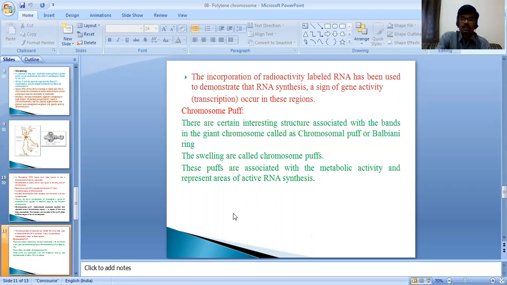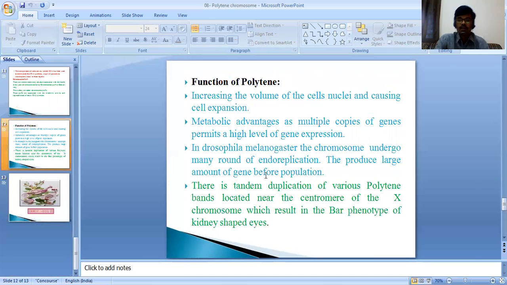There are certain interesting structures associated with the bands in the giant chromosomes called chromosomal puffs or Balbiani rings. What is meant by Balbiani rings? Balbiani is a scientist who discovered these, so they are called Balbiani rings. The swellings are called chromosome puffs. The puffs are associated with metabolic activity and represent areas of active RNA synthesis.